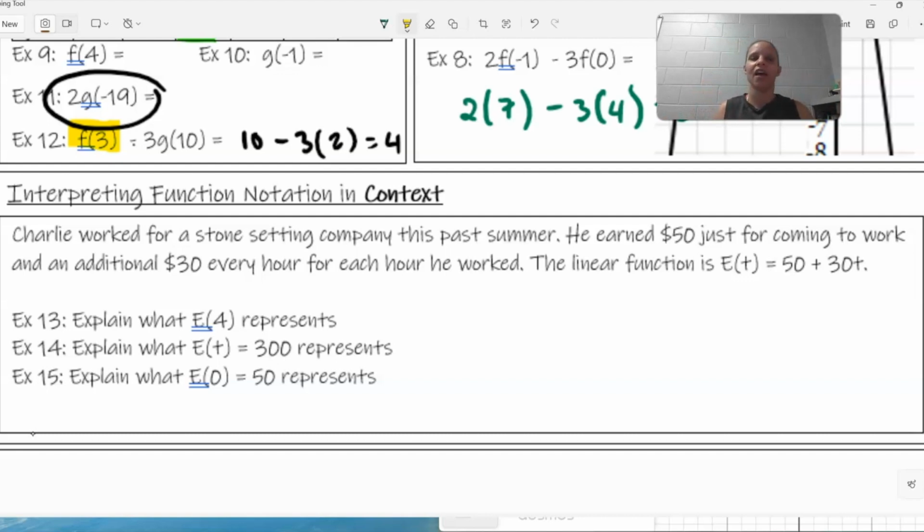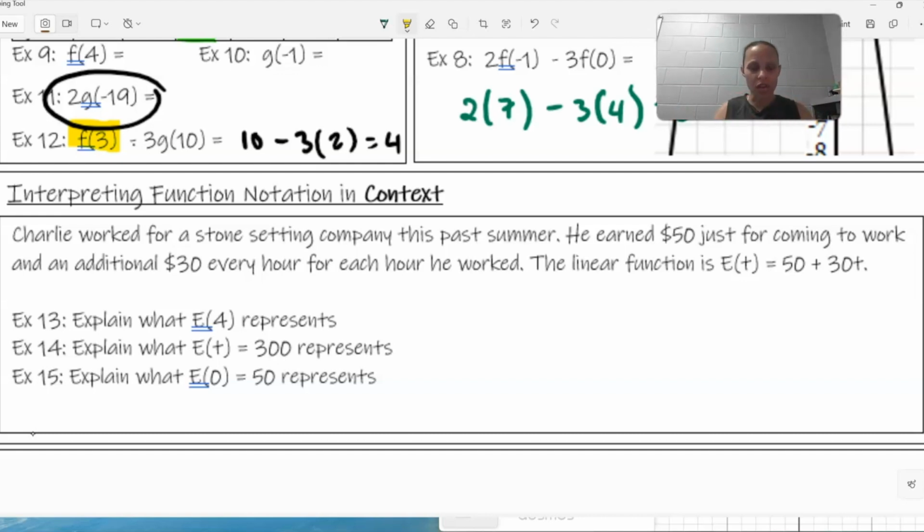$80. I stayed for 2 hours. So 2 hours is going to give me $60 plus the original $50 for just showing up. That's 60 plus 50, that's 110. If I stayed for 3 hours, that's $30 each hour, so that's going to be 90, plus the 50 for just coming to work, which gives me 140, and so forth. So you get the situation in your head, and then you can answer any question somebody asks you.